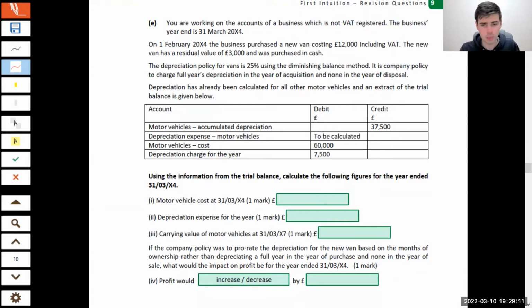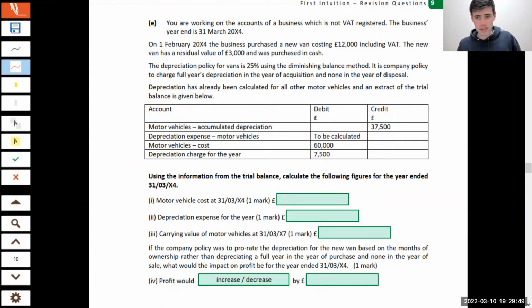So in this one, as I said, advanced bookkeeping, it's depreciation. We're working on the accounts of a business. They aren't VAT registered. The year end is March X4. In February, a business purchased a new van costing £12,000, including VAT. The new van has a residual value of £3,000 and is purchased in cash. We have a depreciation policy of 25% using the diminishing balance method. And it's the company's policy to charge a full year's depreciation in the year of acquisition and none in the year of disposal. So we're not doing pro rata, basically.